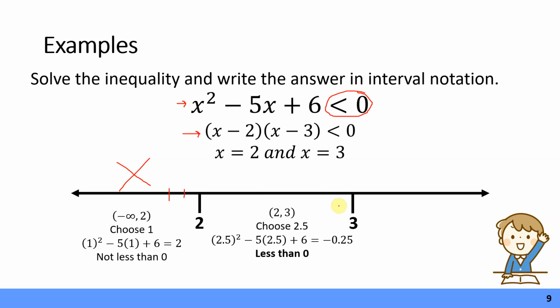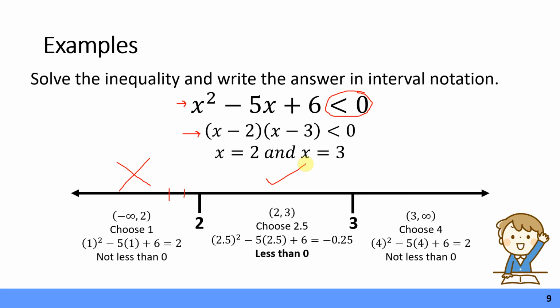What number can I choose from 2 to 3? Again, I'm very limited. I'm going to have to go with 2.5. Come back and replace it. So I'm going to have 2.5 squared minus 5 times 2.5 plus 6. Put that straight in your calculator, and I got negative 0.25. Again, ask yourself, is negative 0.25 less than 0? The answer is yes. Since it's negative, it's less than 0. So that's one of my answers.